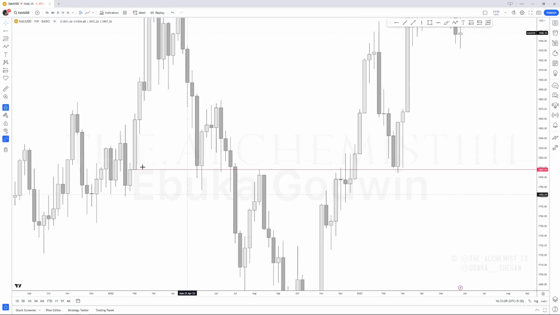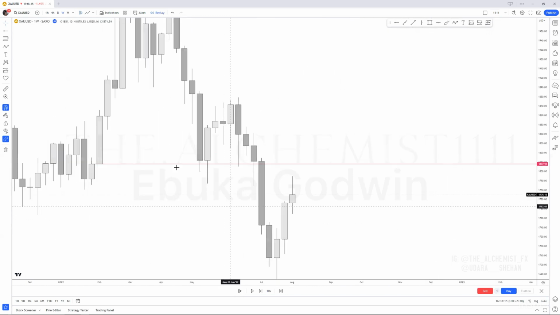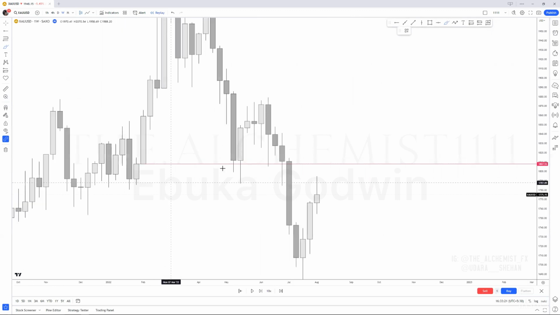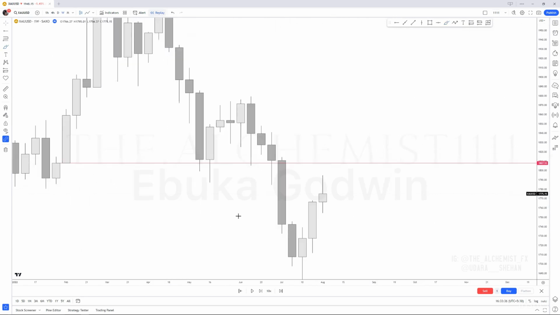So look at the move. This right here is a resistance now, right? Because I told you, once the support is broken, it turns into a resistance. Now, can you see how this level was used as a support? Rejected here, rejected here, rejected here. But this candle broke it.